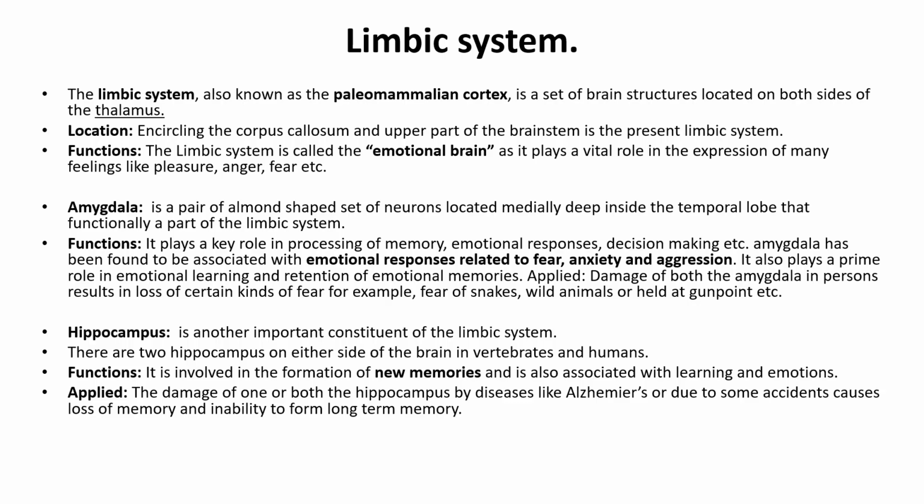Amygdala, a pair of almond-shaped sets of neurons located medially deep inside the temporal lobe, is functionally a part of the limbic system. Functions: it plays a key role in processing of memory, emotional responses, decision making, and it is associated with emotional responses related to fear, anxiety and aggression.